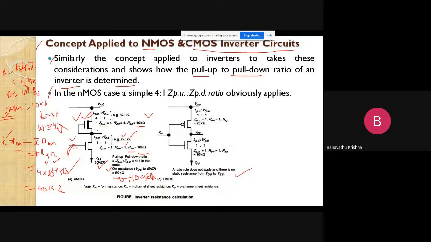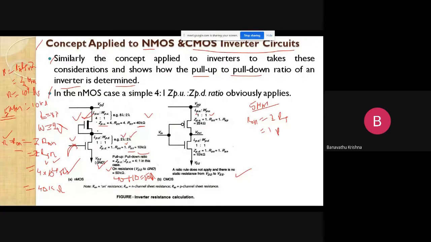Similarly, for the CMOS inverter, again we take 5 micrometer technology. Here R on equals Z into RS. This is also an enhancement mode device, with length L equal to 2 lambda and width equal to 2 lambda, so the ratio is 1.